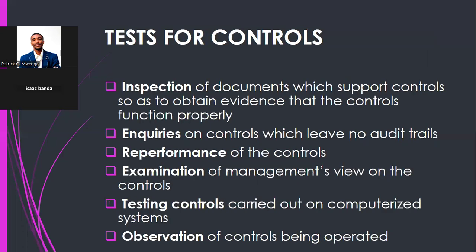So, now, what are the tests for controls? What procedures do we use? One, we can inspect the documents which support controls so as to obtain evidence that the controls are functioning properly. So, we get the ledgers of the company, we inspect the ledgers to see that the transactions are recorded according to the way they're supposed to be recorded.